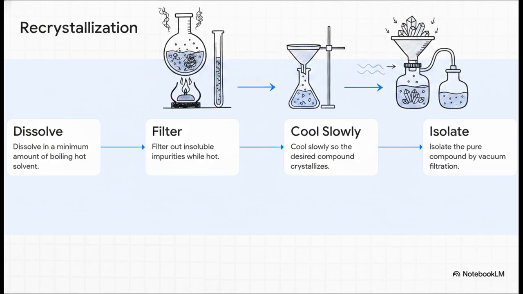First up, we dissolve our messy compound in the absolute minimum amount of boiling hot solvent. Second, we filter out any insoluble impurities while that mixture is still piping hot. Third, and this is an absolutely critical distinction, we let the saturated solution cool slowly. Why slowly? Well, crystallization is the gradual formation of a crystal lattice. If we rush it, shake it, or cool it down too fast, we get precipitation. And precipitation just traps all those impurities right back inside the rapidly formed solid. Slow cooling creates a dynamic equilibrium, allowing molecules that don't belong in the crystal lattice to safely return to the solution. Finally, we isolate our beautiful, pure compound using vacuum filtration.